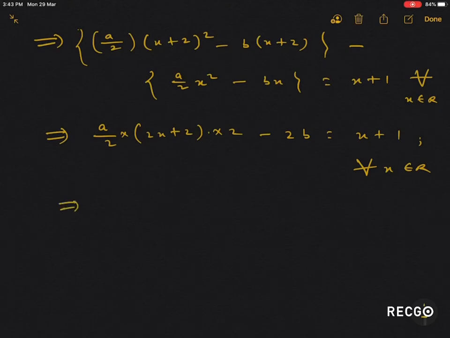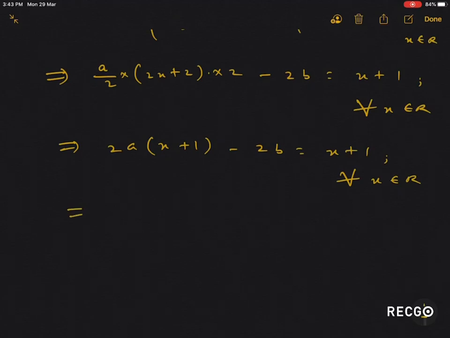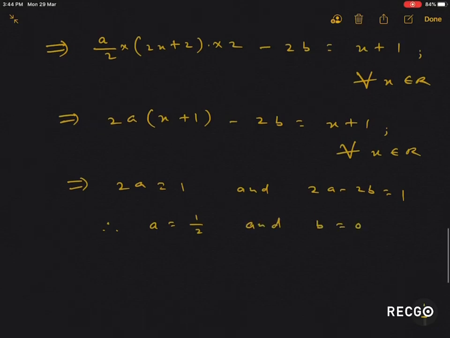Now since it is saying that 2 times a into x plus 1 minus 2b is equal to x plus 1 for all x, for all x signifies that it is an identity, and if any equation becomes an identity, then you can compare the coefficients on both sides. Therefore 2a is equal to 1 because the coefficient of x on the LHS is 2a and the coefficient of x on the RHS is equal to 1. Similarly, the constant term on the LHS is 2a minus 2b, and on the RHS it is equal to 1. So after solving we are getting a is equal to 1 by 2 and b is equal to 0.